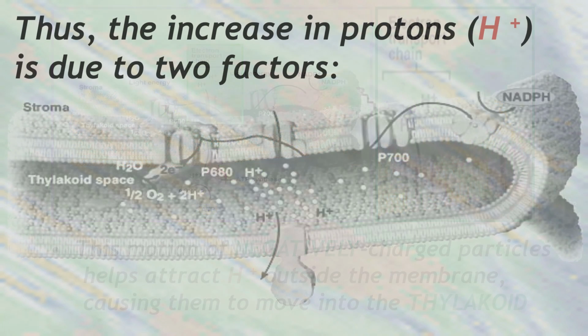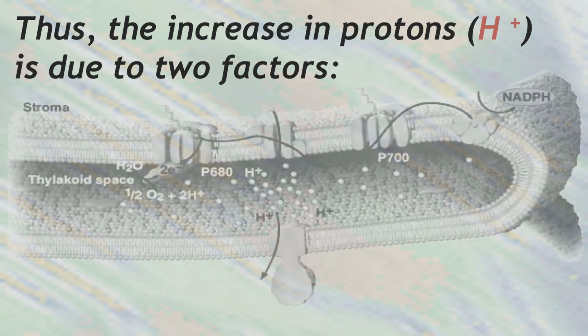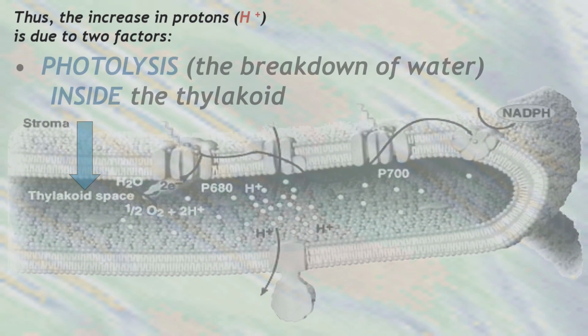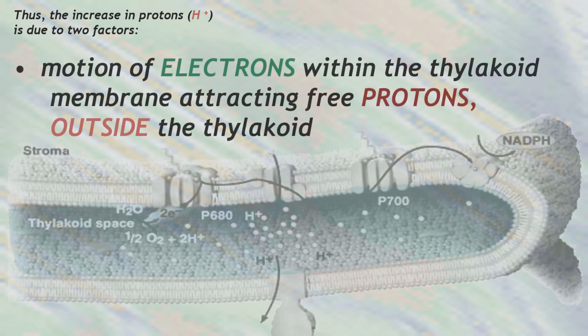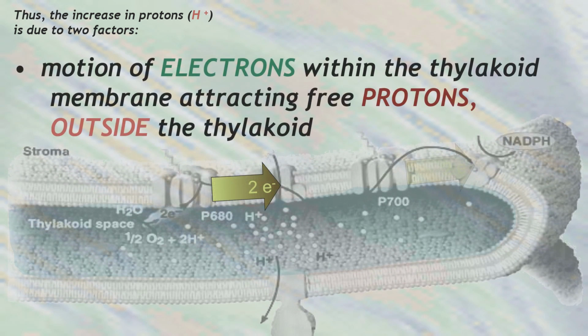Thus, the increase in protons is due to 2 factors. Photolysis, the breakdown of water inside the thylakoid, which in this illustration is shaded blue. That's occurring in the lumen. And the other is the motion of electrons within the thylakoid membrane attracts free protons outside the thylakoid.